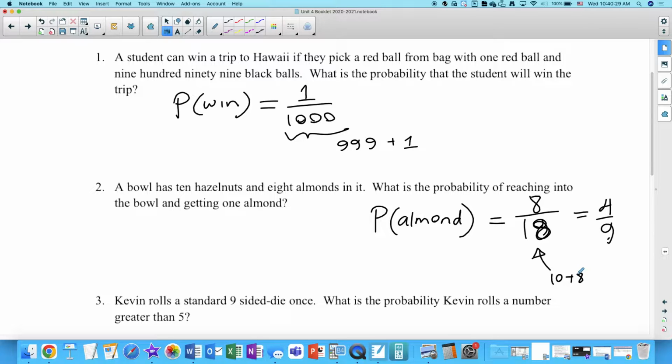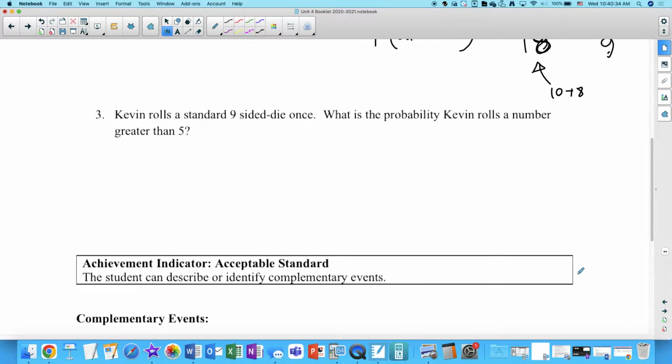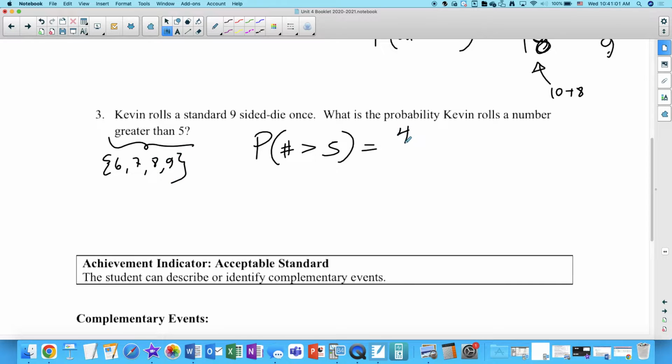Okay? Kevin rolls a standard 9-sided die. What is the probability that Kevin rolls a number greater than 5? What's the probability of rolling a number greater than 5? The numbers greater than 5 are 6, 7, 8, 9. So that's 4 outcomes out of 9. 4 out of 9.